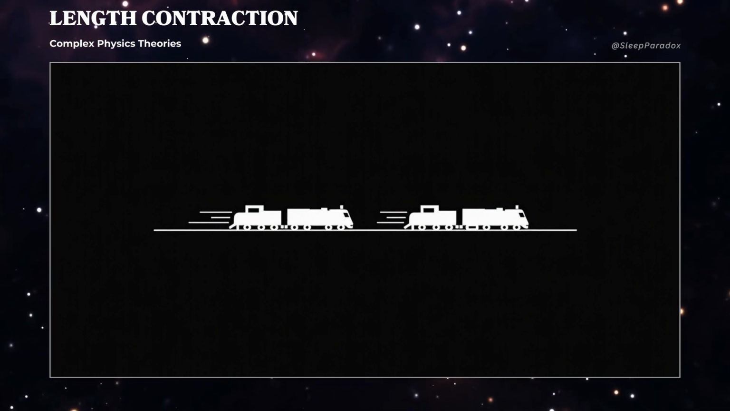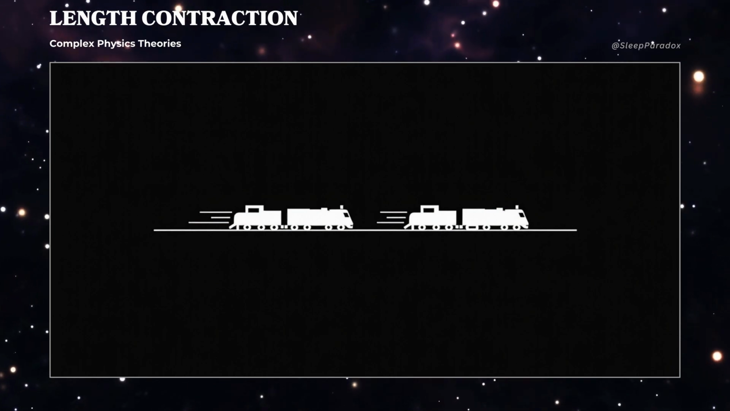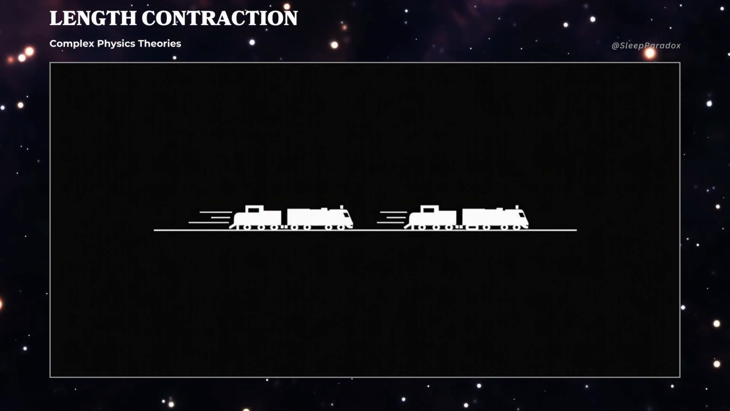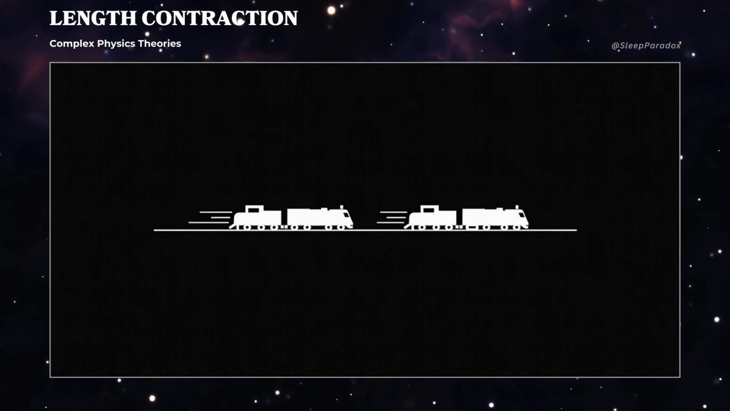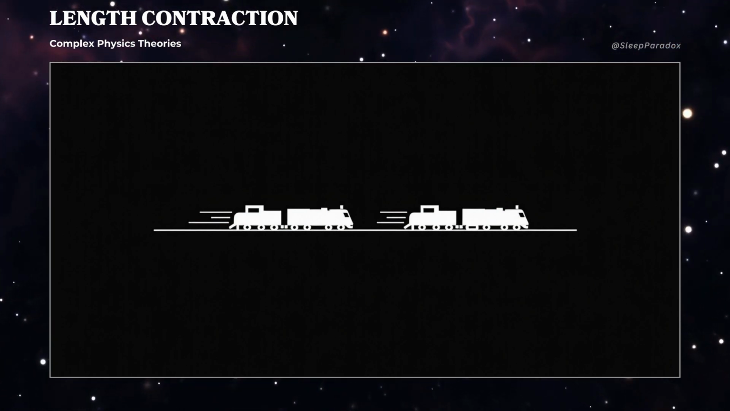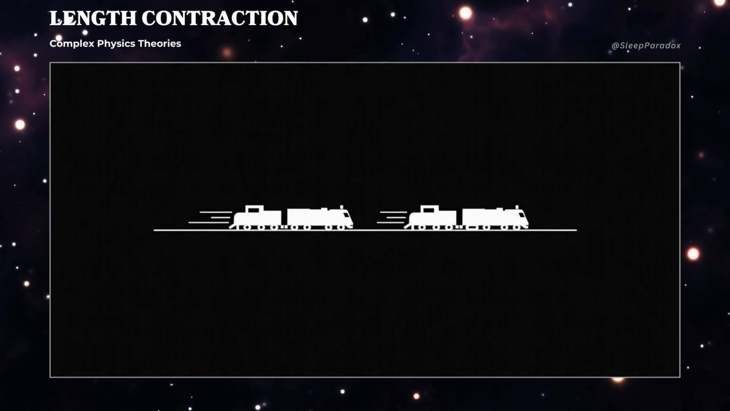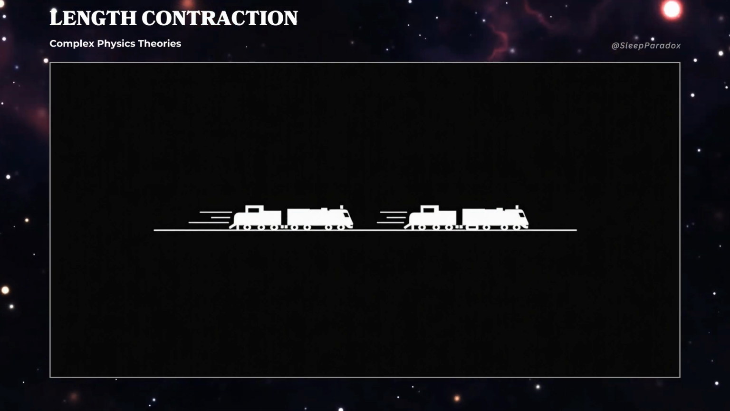These relativistic effects also play a role in particle accelerators, where subatomic particles are pushed to near light speed. The distances they travel, the times they exist, and even their masses must all be calculated using the rules of special relativity, including length contraction.